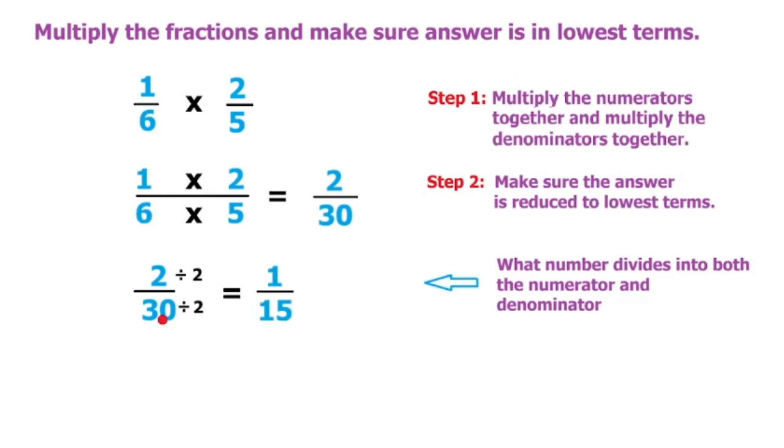So divide the top and bottom by 2, and the answer becomes 1 over 15. So you have to do that to both the numerator and denominator to keep the fraction equivalent. So that's the end of the lesson.